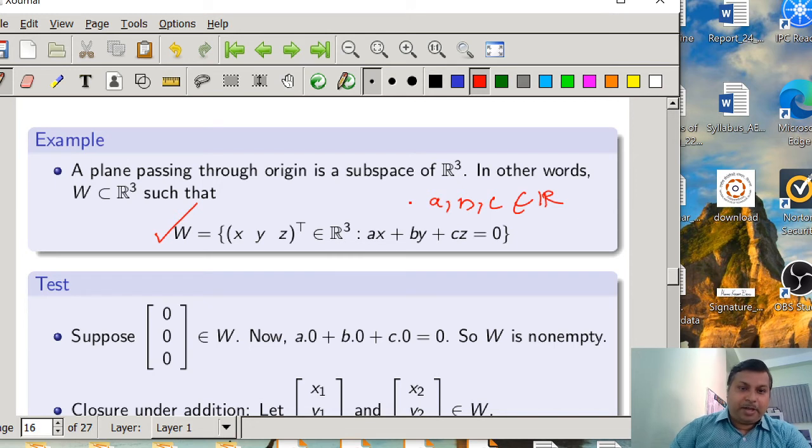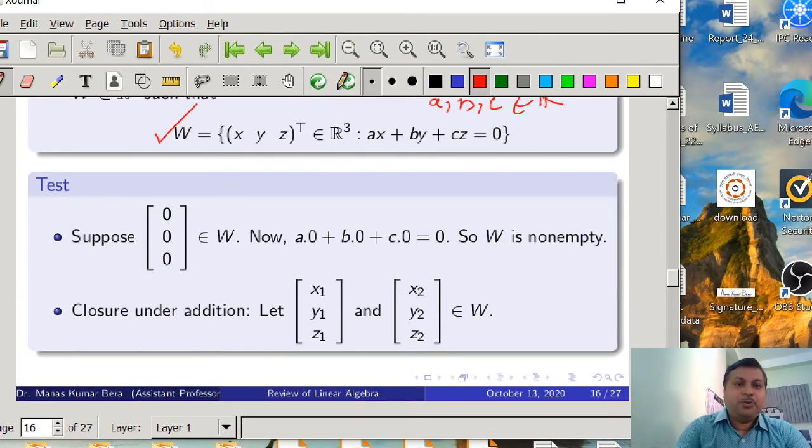We have to verify. How will we verify? First, we have to see whether the zero vector is included or not. Suppose we take 0 0 0, which belongs to W, and we observe that a into 0 plus b into 0 plus c into 0 is going to produce 0. So W is a non-empty set.